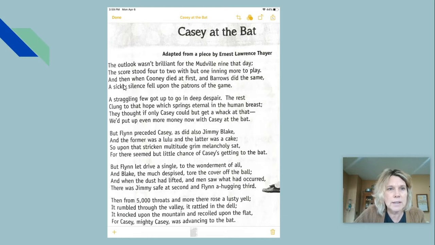So we're going to take a look at this again. This is the first line, ends with a semicolon. This is the second line, ends with a period. Third line, comma.